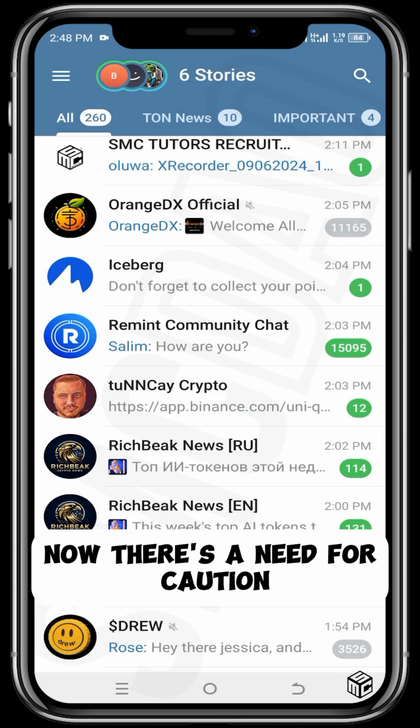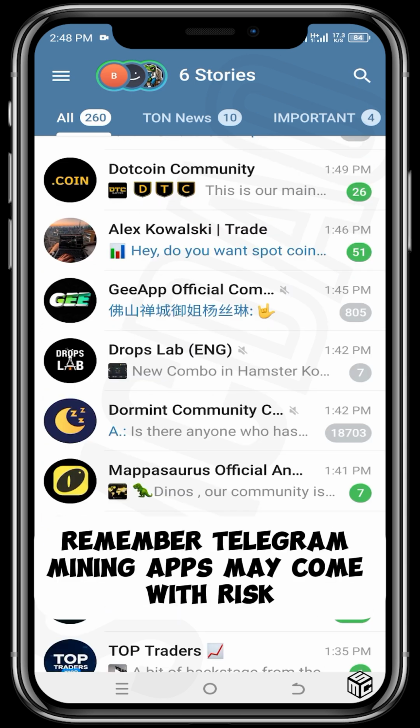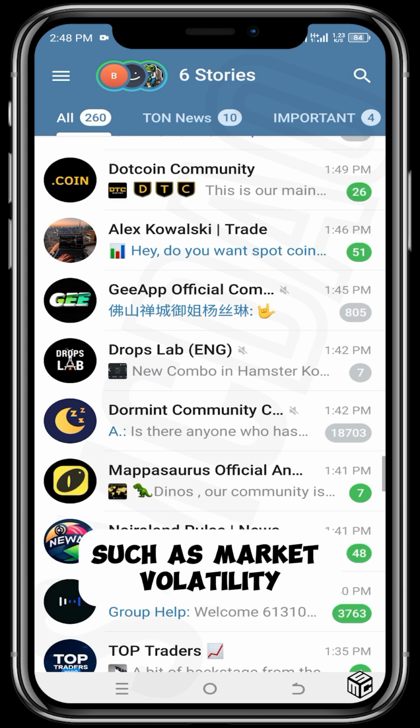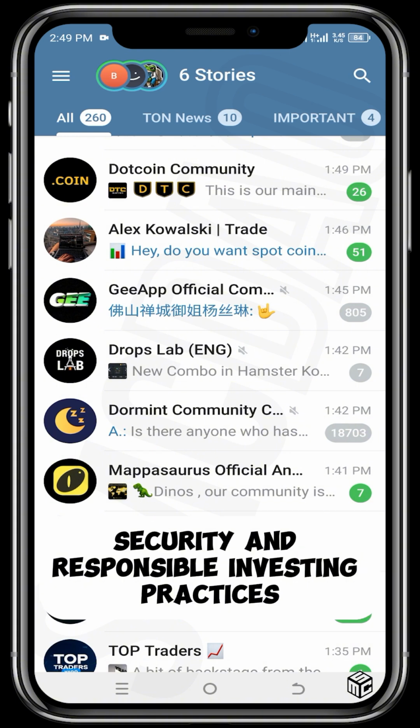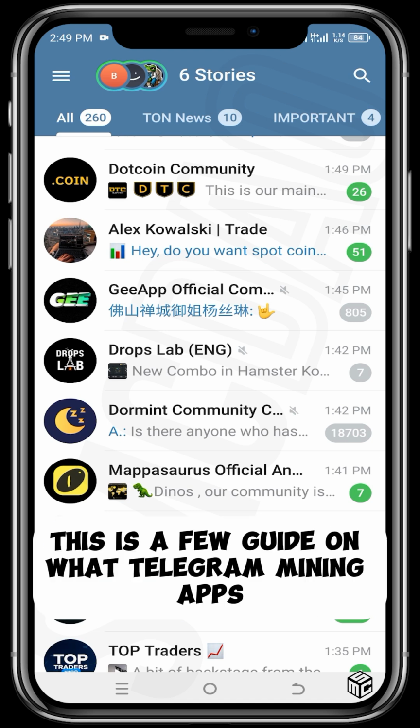Now, there's a need for caution. Remember, Telegram mining apps may come with risks such as market volatility, potential scams, and fees. Always prioritize research, security, and responsible investing practices. So guys, this is a quick guide on what Telegram mining apps entail.